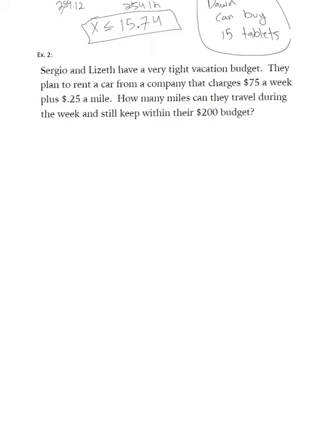Looking here at our second example, the problem states Sergio and Lizeth have a very tight vacation budget. They plan to rent a car from a company that charges $75 a week plus 25 cents a mile. How many miles can they travel during the week and still keep within their $200 budget? So you always want to go back to that last sentence and figure out what they are actually asking for. So the last sentence says how many miles can they travel during this week and still keep it within their $200 budget. So what they're asking for is the amount of miles. So how many miles? So here we're going to use x to represent that variable. So x will represent the number of miles.